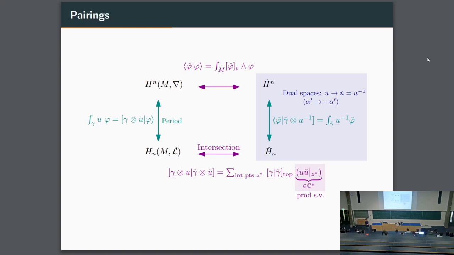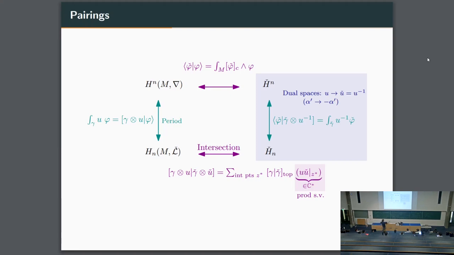The cohomology intersection number, you just take some sort of dual cocycle and you wedge it against a regular cocycle, you integrate over the whole manifold. There's some regularization that you have to do, but it's not important.